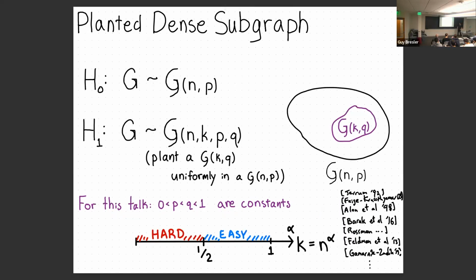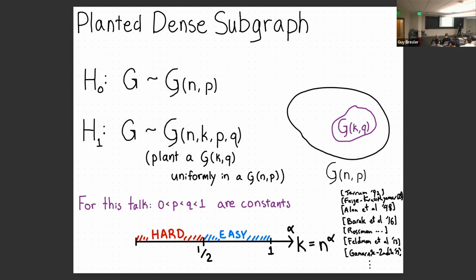Our setting is, we're going to start with something close to Planted Clique. It's Planted Dense Subgraph. There are two hypotheses. You're supposed to decide between the two, given observation of a graph. You either observe an Erdos-Renyi graph, or you observe an Erdos-Renyi graph where a smaller Erdos-Renyi of higher density, G(K,Q), has been planted inside of a G(N,P). So P is the ambient edge density, Q is the elevated edge density.